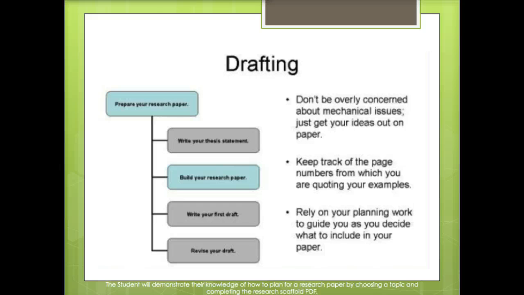Again, you're going to draft. When you're drafting, don't worry so much about your punctuation right at that time. Keep track of the page numbers from what you are quoting. So that way if you need to go back and move things around or you forgot, is this a direct quote or not, then you definitely will be able to find it quickly.